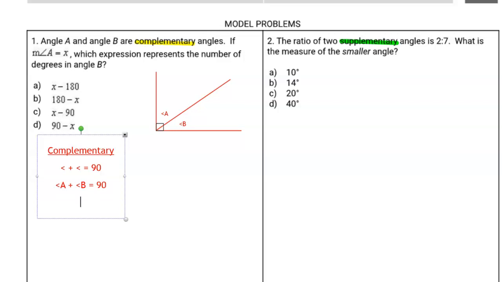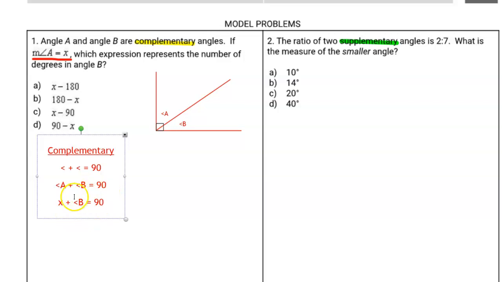I'm also told up here that the measure of angle A is equal to x. So what I can do is substitute in x for where I wrote the measure of angle A. And incidentally, that M stands for measure. So that means that x plus angle B is equal to 90 degrees.